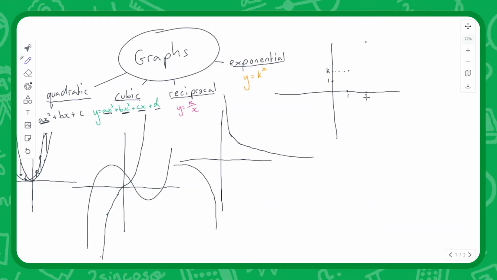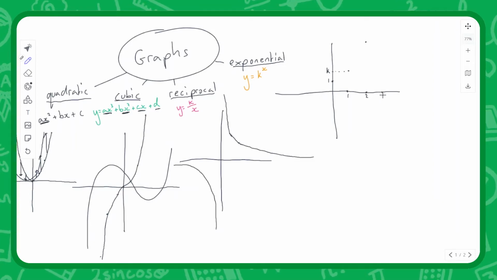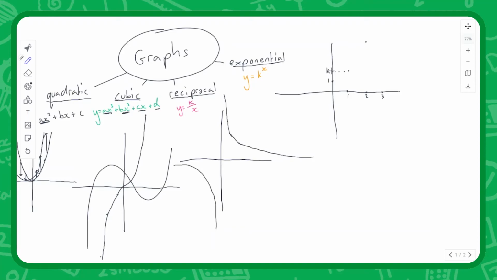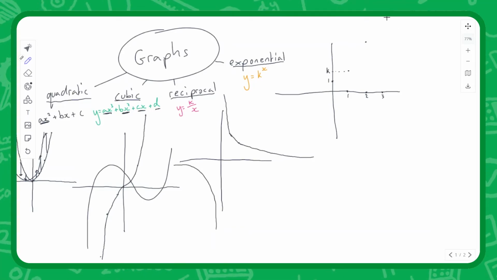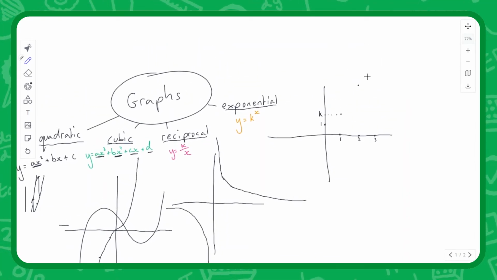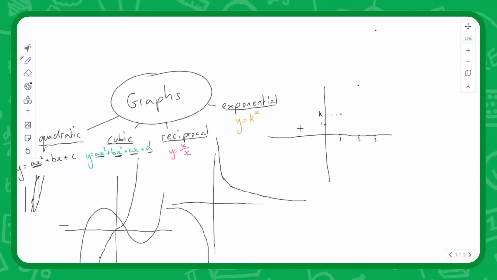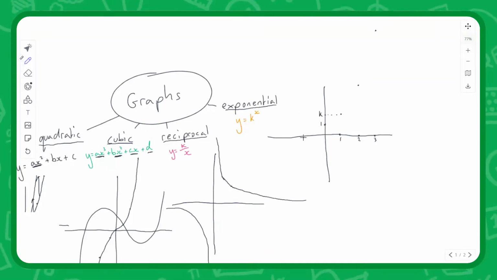If x is 3, we're going to get k cubed, because it's always k to the power of x. Well, k cubed, again, if k is equal to 2 in this case, it's going to be roughly 8. So we're already shooting off the page again. We're ending up here.